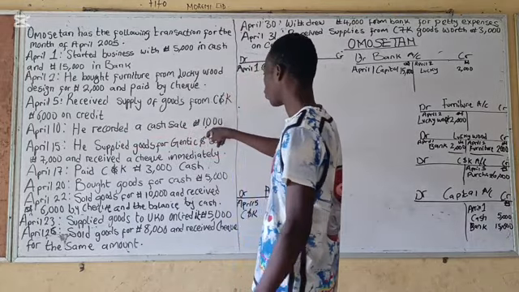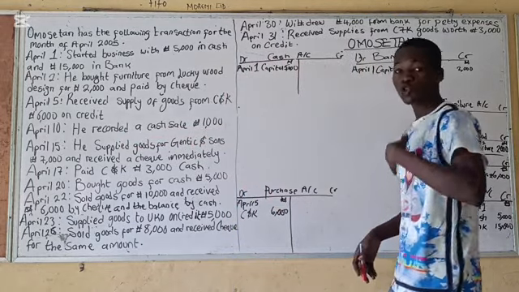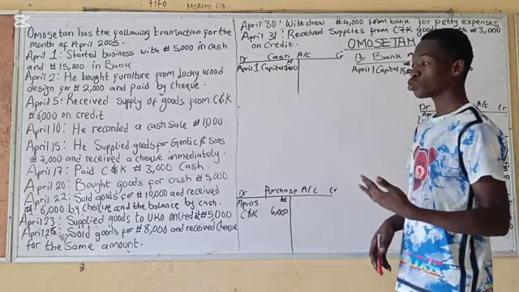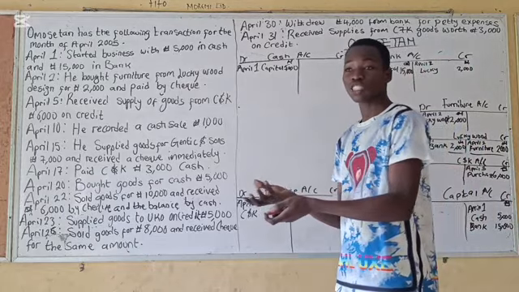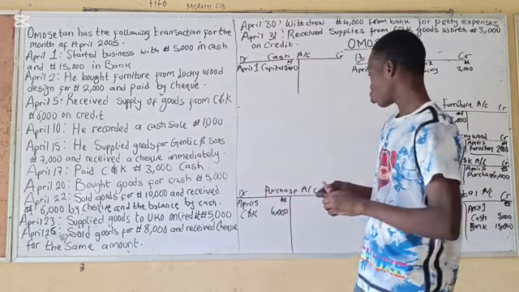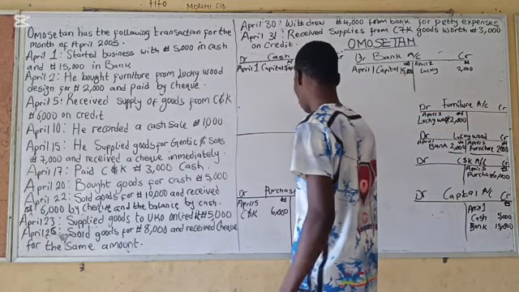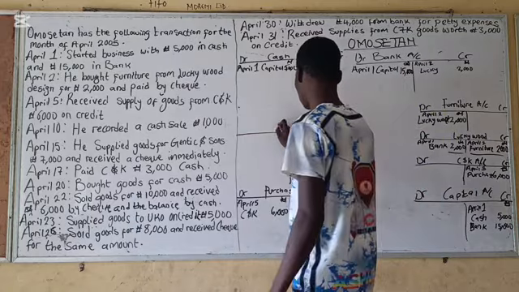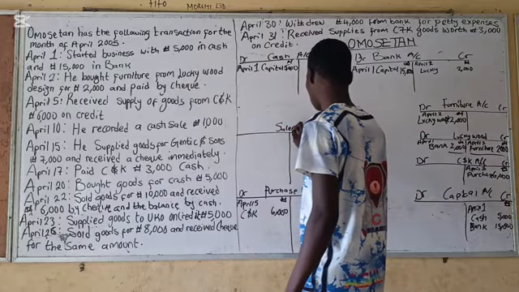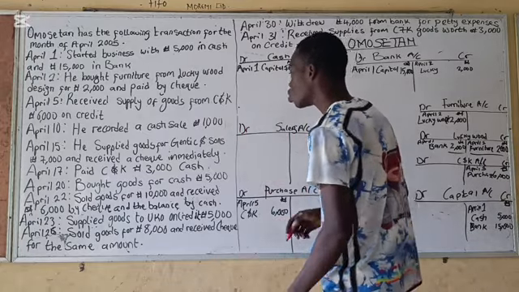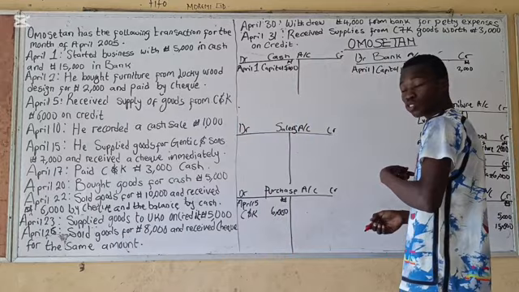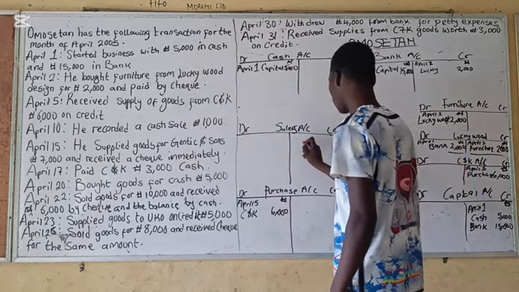Now the next one is April 10, which is he recorded a cash sales of 1,000 naira. You sold goods. Know that when you sold goods, you are going to credit your sales because goods are coming out. Therefore, you credit sales. You open your sales account. Sales account, credit, debit. You sold goods, right? So here it will be cash.